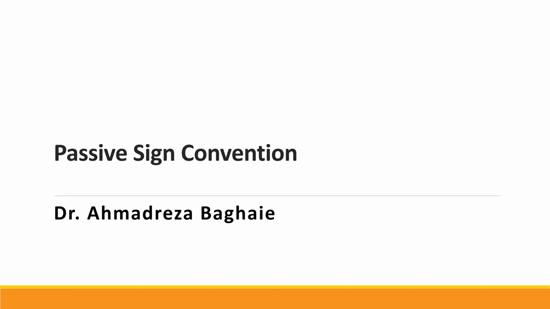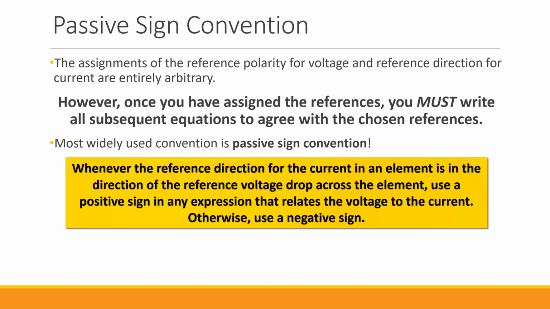In this video, I want to talk about the passive sign convention. So in the previous video, you saw how we can define the positive and negative reference directions for current and also reference polarities for the voltage, right? So they were generic descriptions.